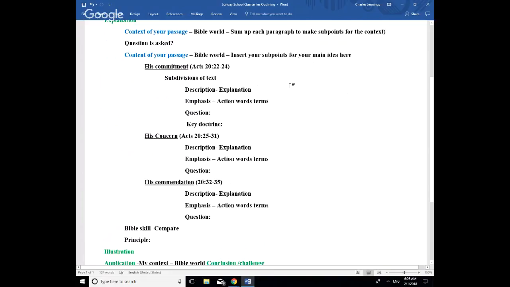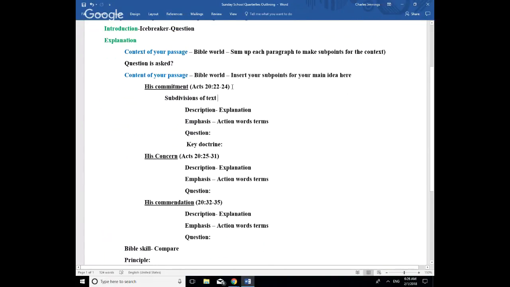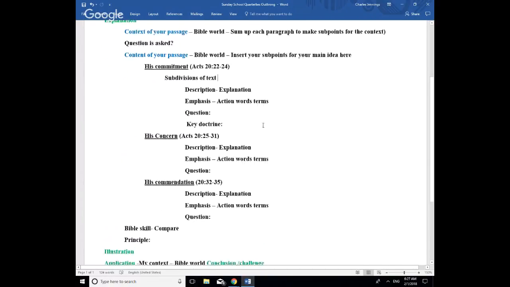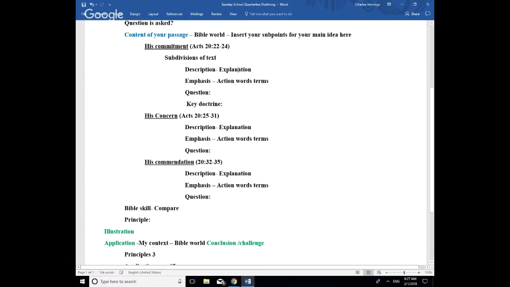What you start seeing from this is, okay, you recognize the bold points, and then you look underneath it and you see different paragraphs, or different subdivisions, different fonts and things like that. But basically, if you look at what every one of these subpoints is doing in a quarterly, the first thing it does is give a description or an explanation of the passage. And then it gives an emphasis. It may have words in bold, focusing on action words or key terms. And then there may be a question to ask your audience. And then sometimes there may be a key doctrine.